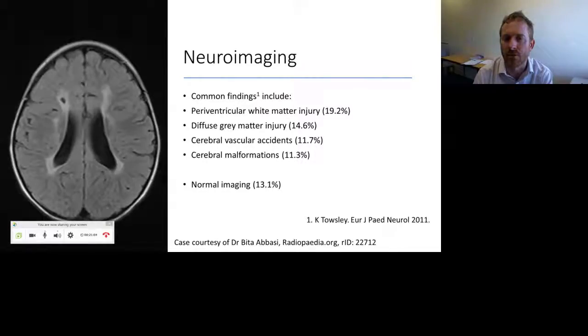This is a T2 FLAIR image showing some PVL and a little bit of gliosis in that right anterior horn there of the lateral ventricle. Other common findings are grey matter injuries, sometimes signs of a cerebral vascular accident, and a smaller group are of course earlier in development with cerebral malformations such as schizencephaly and lissencephaly, which represent disorders of very early neural development and neuronal migration. Another key point is that there are normal imaging findings in 13% of children with cerebral palsy.